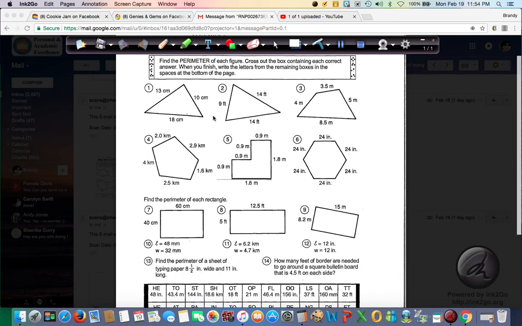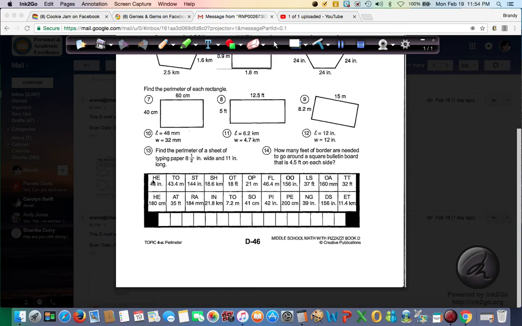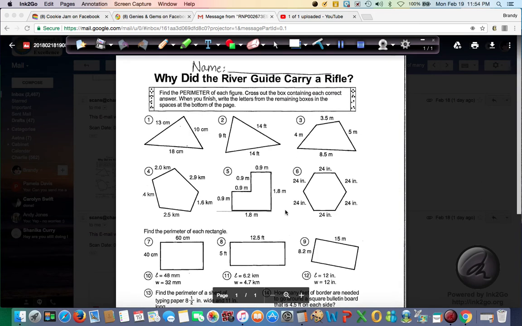So once we find the answer, we'll come down here, mark it out, and then whatever letters are left over, we write in order down here at the bottom. So if ST is left, we would write S and then a T, and we would keep going across the top row and then across the bottom row in order to find the answer to our question.